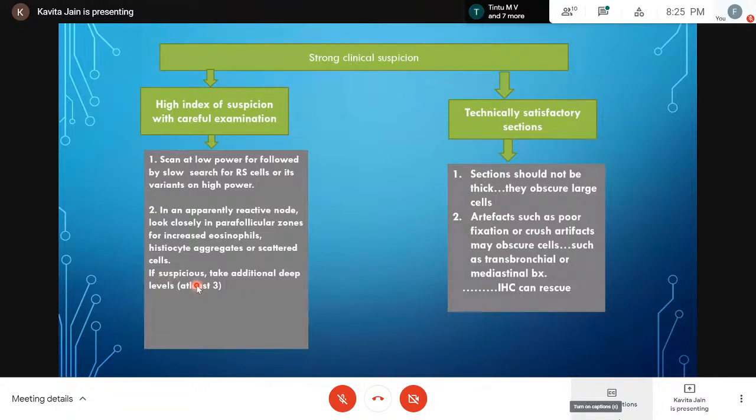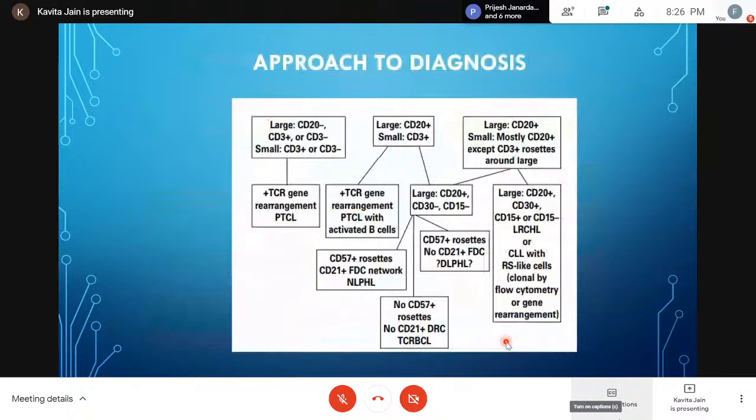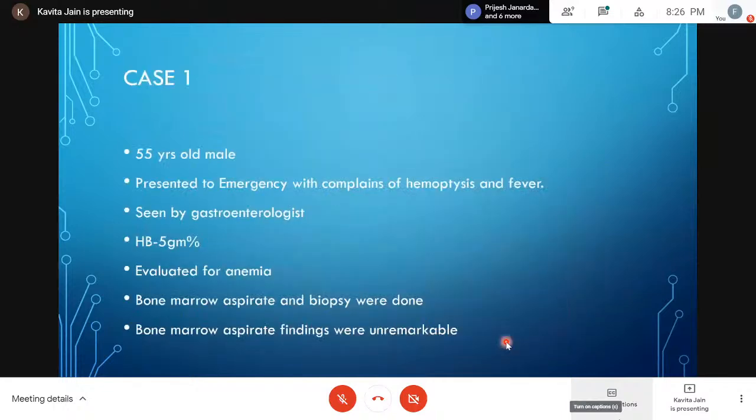Believe me, definitely, I'll just show you one case where deeper levels proved to be helpful to me with the scant material. Whether the sections are technically satisfactory or not, the section should not be thick. You should never report on thick sections because they obscure the large cells. Lymph nodes, the technicians tend to give us thicker sections. Artifacts such as poor fixation or crushed artifacts may obscure cells, such as in transbronchial or mediastinal biopsies. However, IHC can help, so this will come later. First of all, I'll come to the routine cases. I'm just discussing the technical aspects.